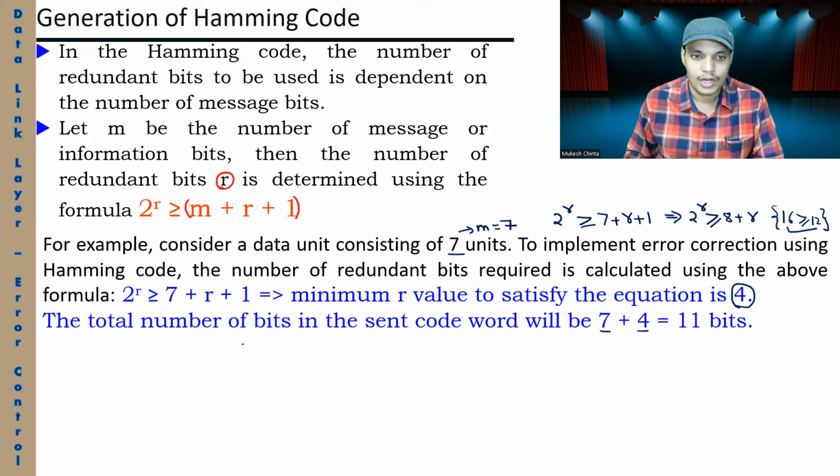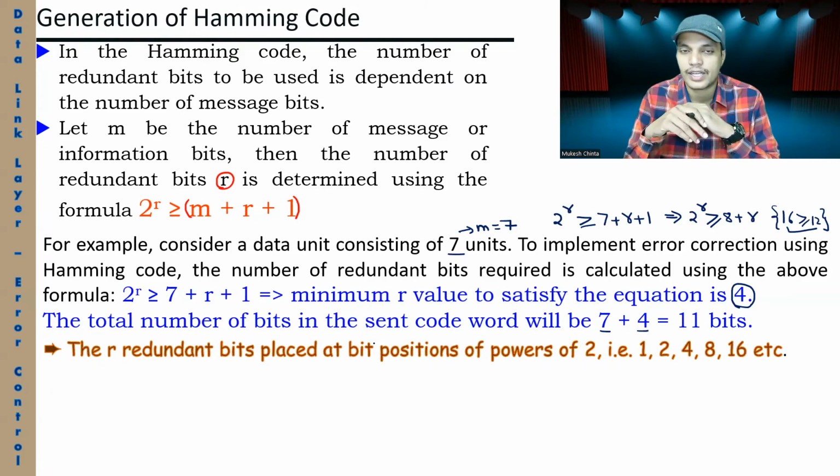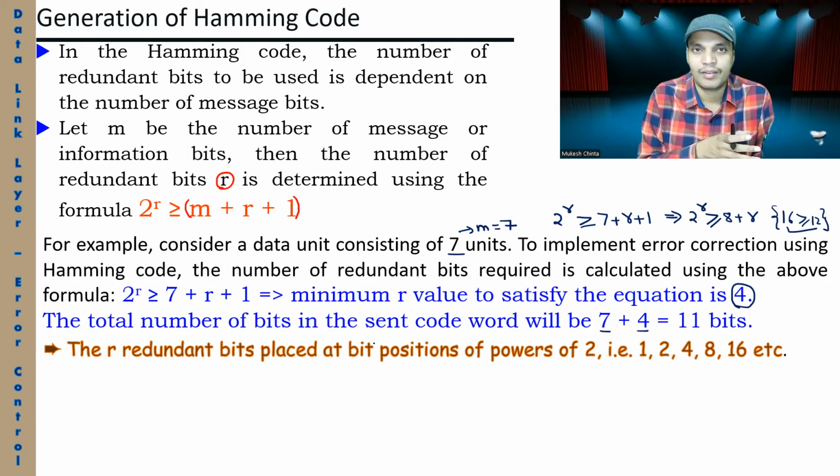Okay. Now let me take it a little bit further. Where are these redundant bits placed? In CRC or in checksum, what we usually did was we appended the parity bits towards the end of the message. It's a little bit different in case of Hamming code. You do not add the entire redundant bits at the end or at the beginning.